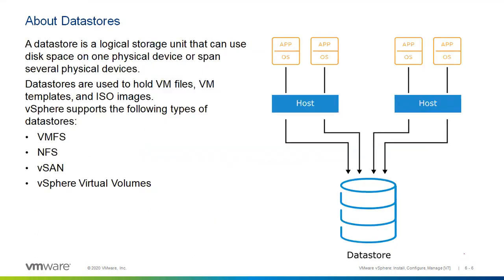So when we talk about storage being presented to my ESXi hosts, it is presented in the form of a datastore. A datastore is a placeholder for your virtual machine files, snapshots, ISO images, and so on. Different types of datastores are available, like VMFS, the VMware File System, Network File System, vSAN, and vSphere Virtual Volumes. All right.